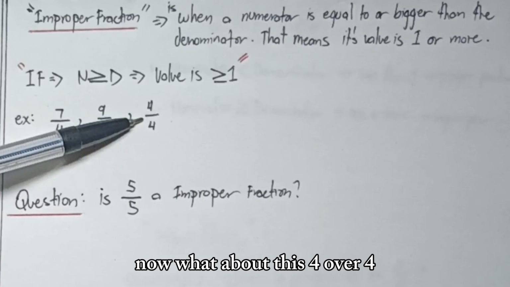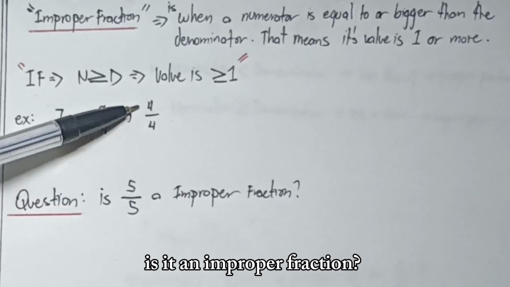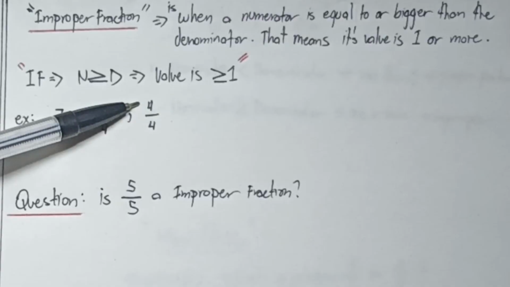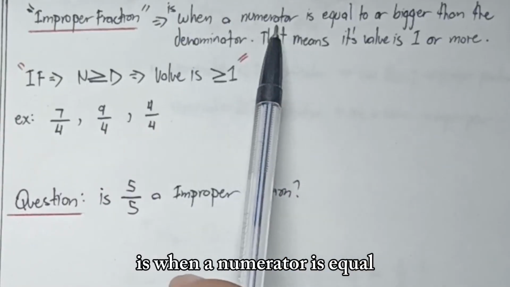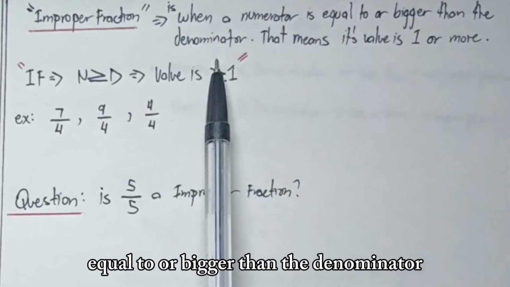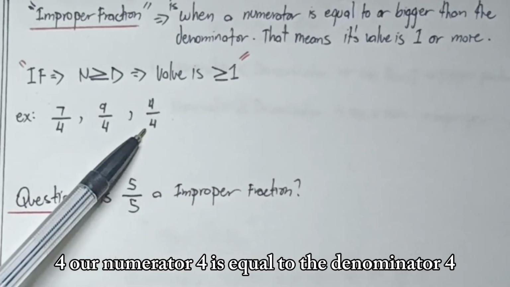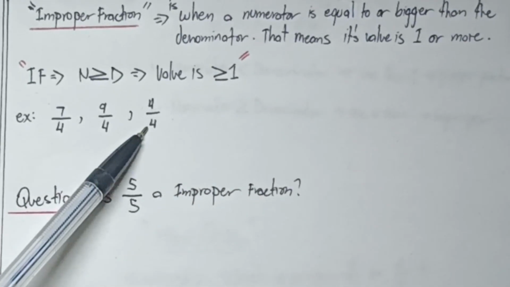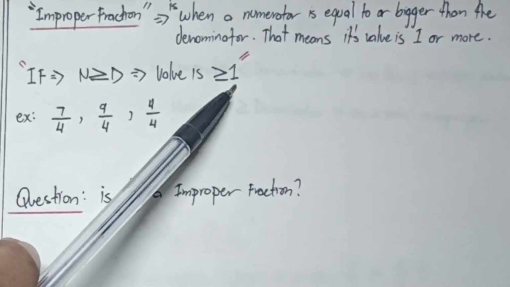Now, what about this? 4/4. Is it an improper fraction? Yes, it is. Because an improper fraction is when the numerator is equal to or bigger than the denominator. Our numerator 4 is equal to the denominator 4. And the value of this fraction is equal to 1.